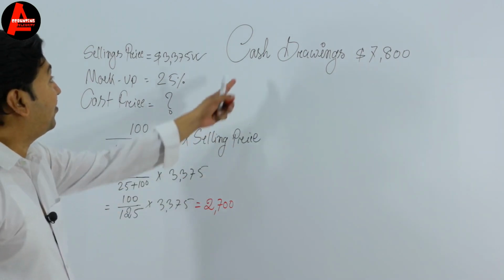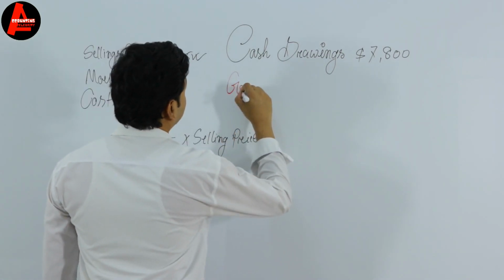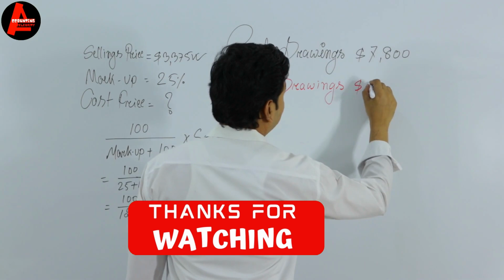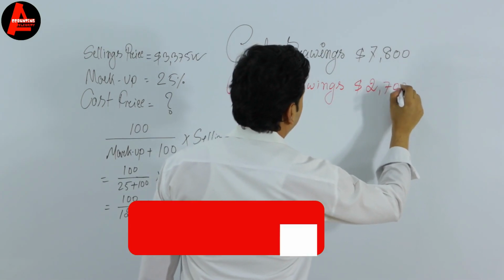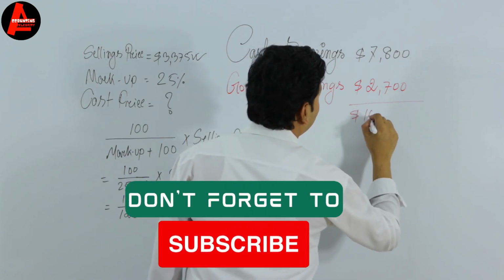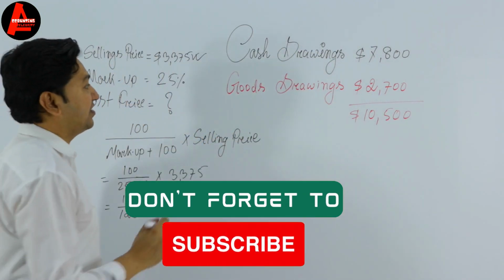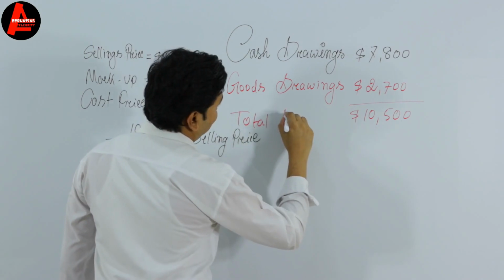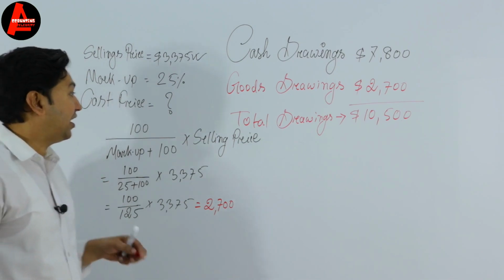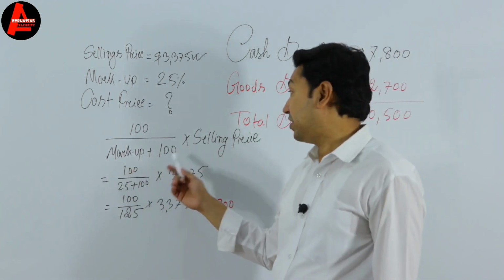Now we have cash drawings here. Now we write here goods drawings, which we calculated as $2,700. If we sum up, we get $10,500. This is the total drawings. Only this part is a bit complicated. You need to know the formula: 100 divided by markup plus 100, times selling price.